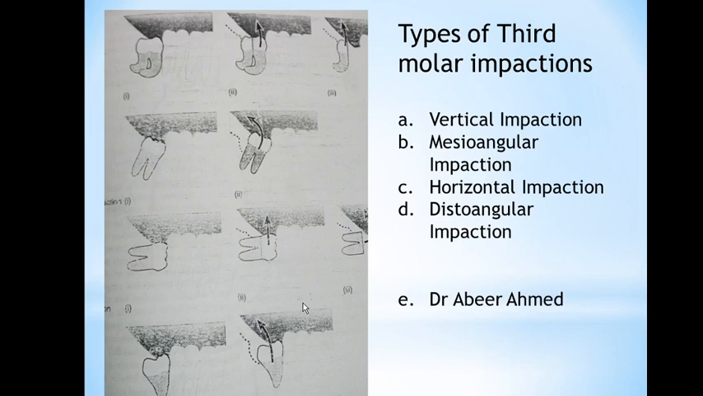So today we talked about the indications for removal of wisdom teeth, signs and symptoms of pericoronitis, and types of third molar impactions. I hope that today's session was really of benefit to you, and I'm sure it's going to help a lot of dentists, especially in the clinic, because it's a common case that comes a lot in our clinic.